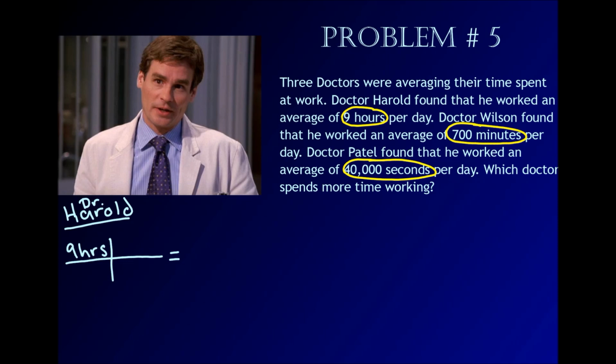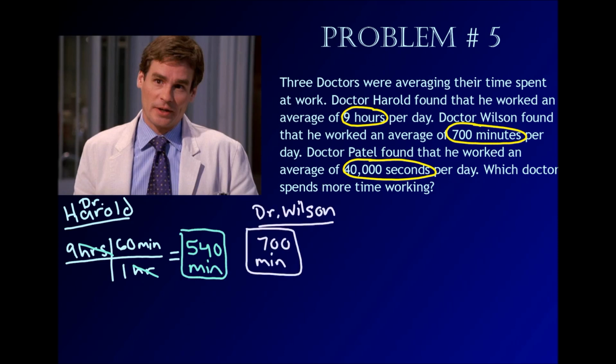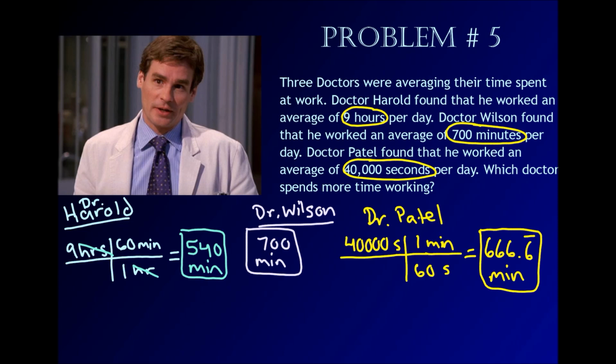So I'm going to start off with Dr. Harold. Dr. Harold works an average of 9 hours per day. So to convert that to minutes, I would use my conversion ratio from hours to minutes. And so I would have eventually 9 times 60, which would give me a total of 540 minutes that Dr. Harold works per day. Dr. Wilson's is already given in minutes in the problem, so I don't have to convert it to anything else. He works for 700 minutes a day on average. Dr. Patel's math comes out to be 666.6 repeating minutes per day. So it turns out that Dr. Wilson is the one who actually works the most.